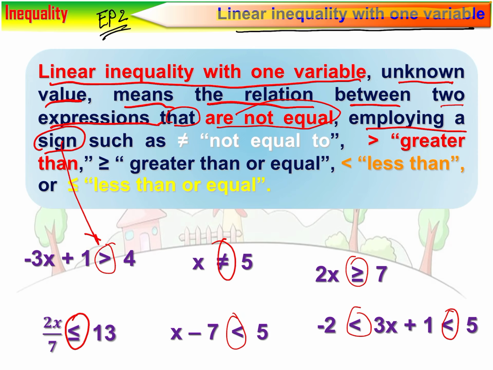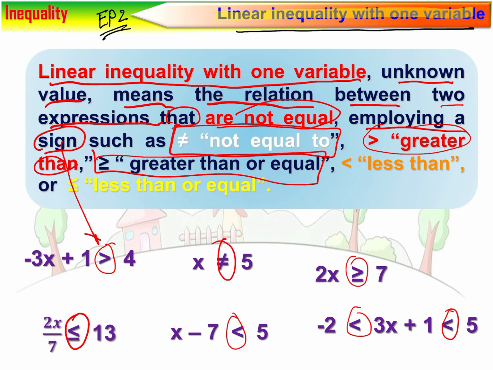Employing a sign, this is what we call a sign, such as this is not equal, greater than, this one we read as greater than or equal, and this one less than, and the last sign less than or equal. And these are the examples of the linear inequality with one variable.